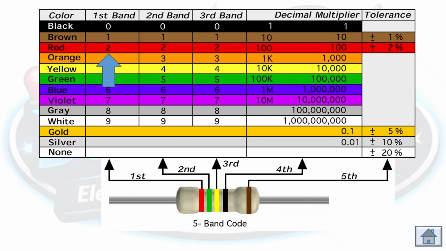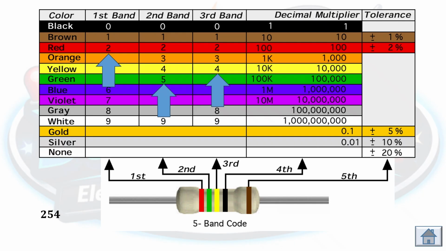We can see the first color is a red. That's a 2 according to the first band column. The next color is a green. That's a 5. The next color is yellow. That's a 4. With this information, we now have the first three digits of the nominal value, which is 254.